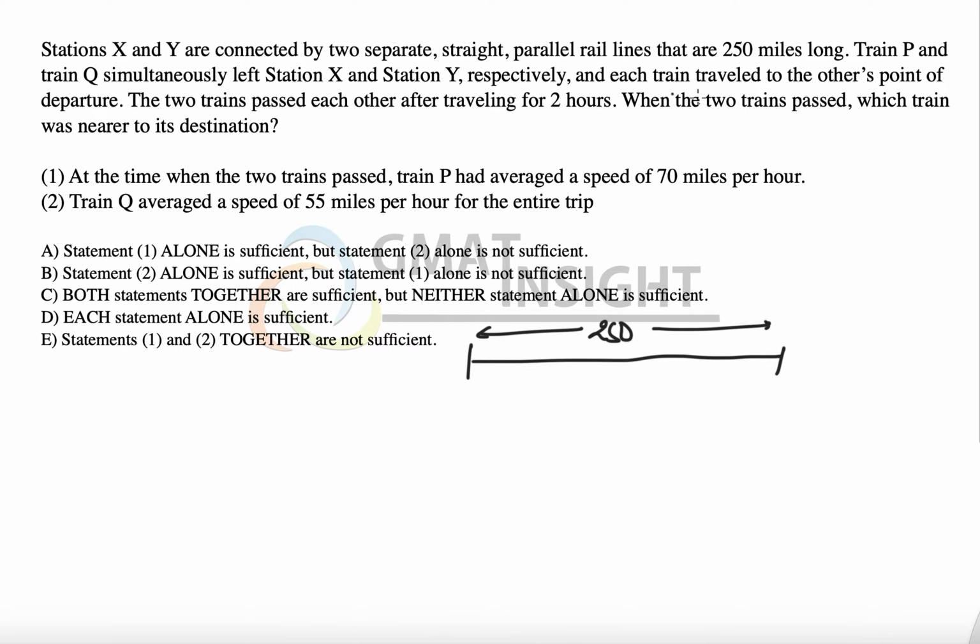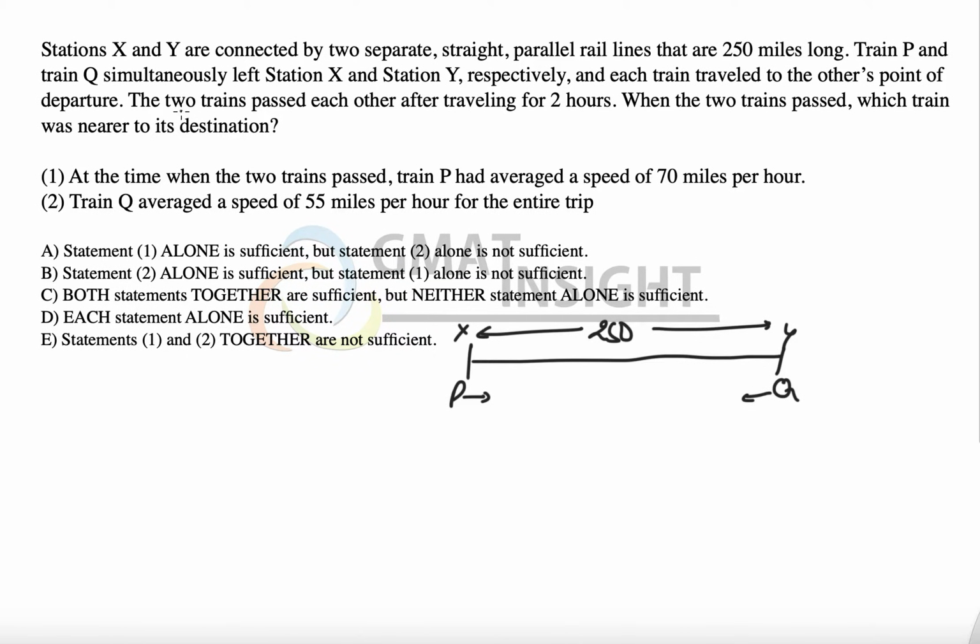Train stations X and Y are connected. Train P and train Q simultaneously left station X and station Y respectively. So P starts from X, whereas Q starts from station Y, and each train traveled to the other's point of departure. That means they're traveling towards each other in the opposite direction. That means it's a simple case of relative speed.